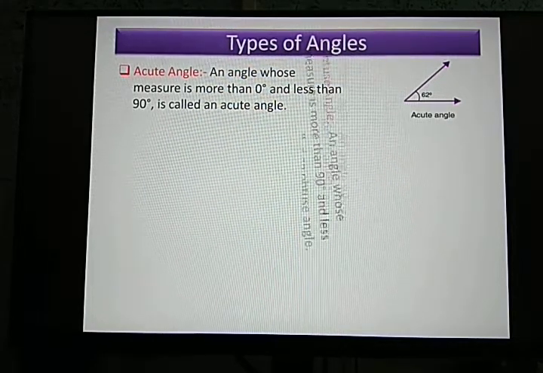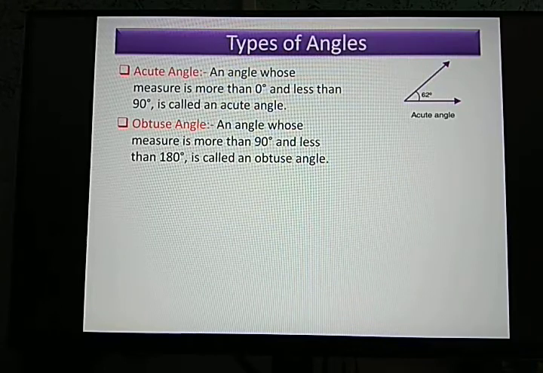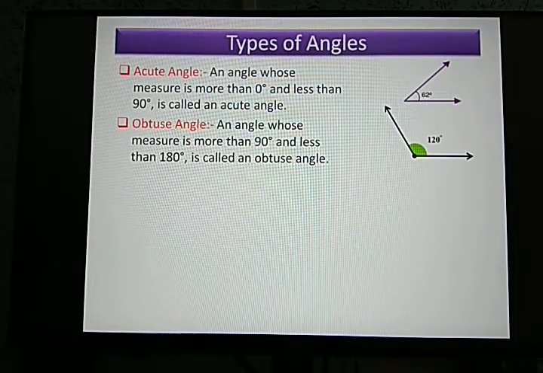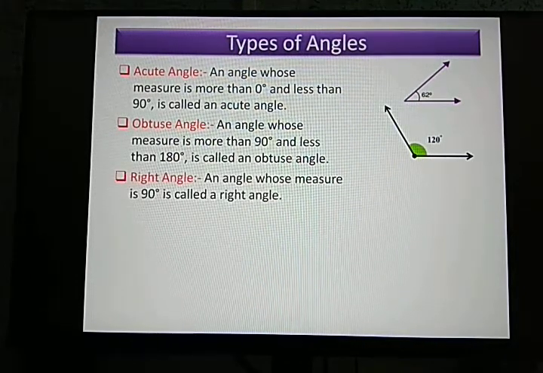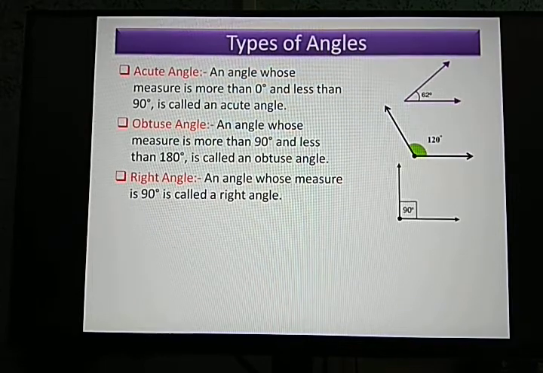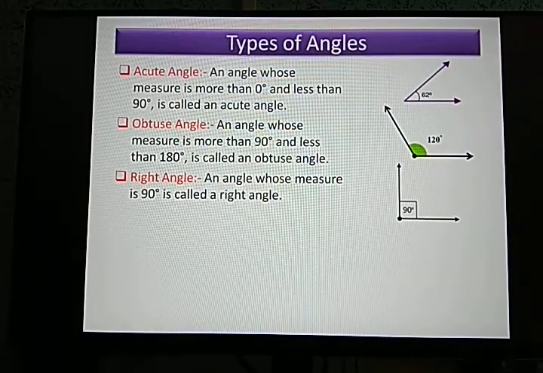Next is obtuse angle. It is an angle whose measurement is more than 90 degree but less than 180 degree. Then it is called an obtuse angle. Let's see one example. So this 120 degree is an obtuse angle because it is more than 90 degree but less than 180 degree. Clear? Now next is right angle. An angle whose measurement is exactly 90 degree is called a right angle. So as you can see here, this is exactly 90 degree, so it is a right angle.